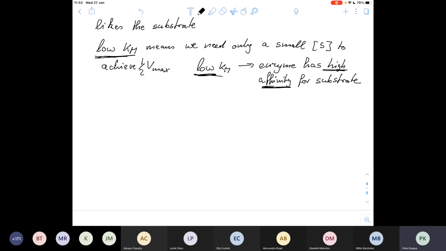Km is not just the dissociation constant, because Km also includes Kcat, which is then the third constant.